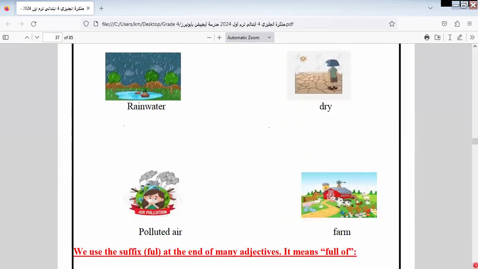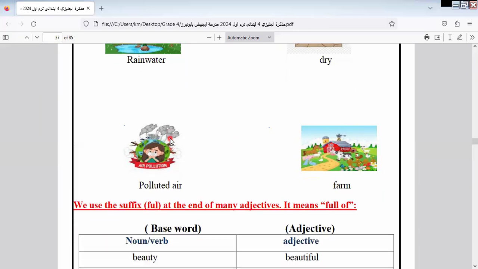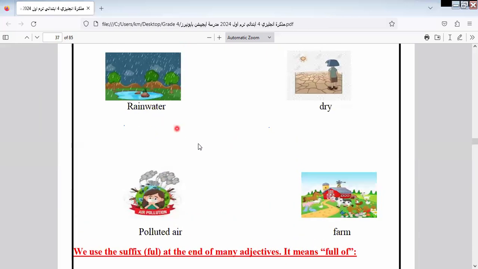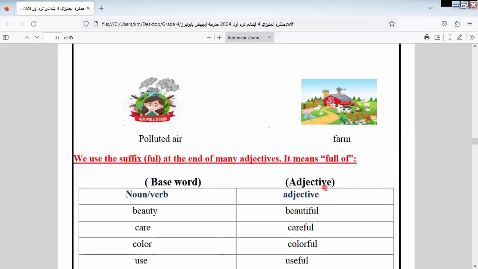I want to make the video longer, so I make a quick explanation. In the videos, I explain these units in detail. You can return to the video and revise what I told during the video. So here I make a quick revision to answer the general exercise of every unit for the monthly test exam. Okay, here we have rainwater, dry, polluted air, farm.